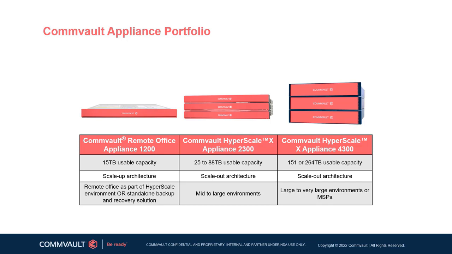Third, the Commvault Hyperscale X Appliance 4300 is ideal for enterprise environments and managed service providers (MSPs) that require greater density, scale, and performance. Starting with configurations of either 149 or 261 TB usable capacity, its scale-out infrastructure has the flexibility and growth to protect petabytes of data. You can learn more about the Commvault Hyperscale appliance models and download the full tech specs, which are available at commvault.com/hyperscale/appliance.